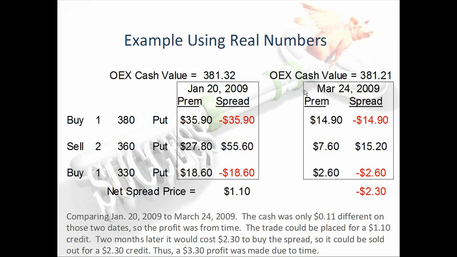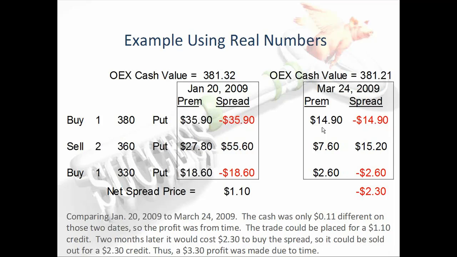Now we go out to March 24th. You'll see that the cash value here is $381.21, so it's within 10 cents, 11 cents of the January 20th closing. It doesn't get much closer than that in terms of cash values being equivalent. We'll see that that same option that we bought for $35.90 is now down to $14.90.